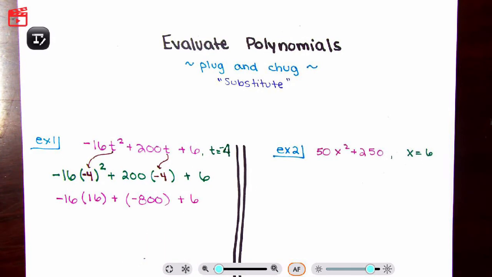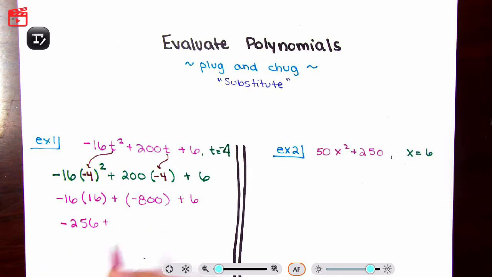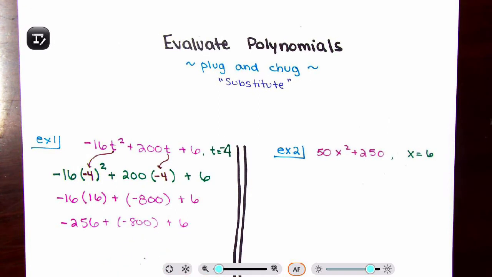You will need a calculator for this. Maybe you don't. Hopefully you don't, but I do. Negative 16 times 16, that gives me a negative 256, plus my negative 800, plus 6. And typing that all in my calculator, I get a negative 1,050 as my answer.